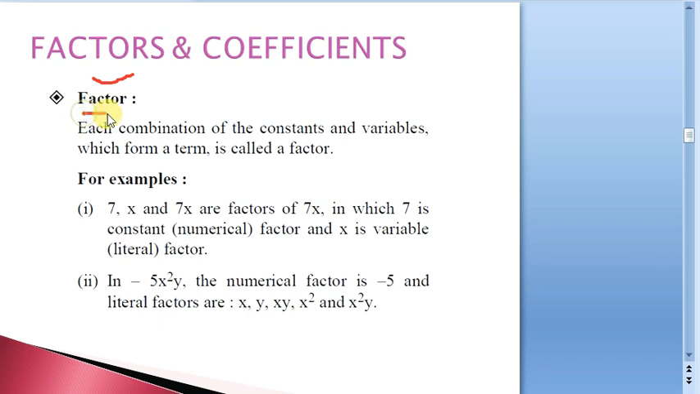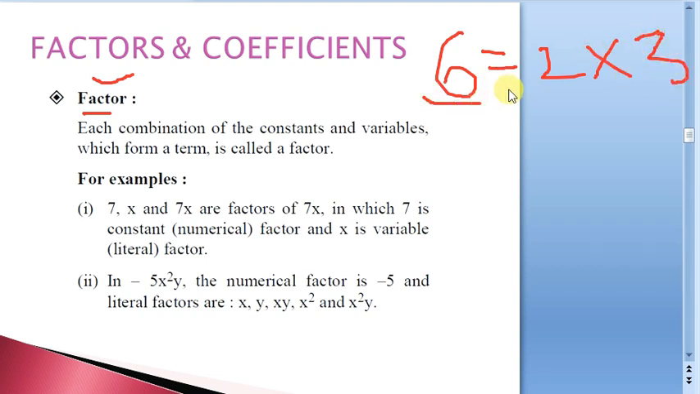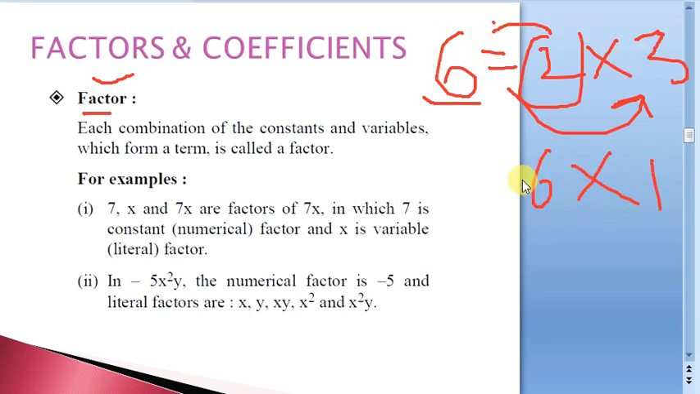See here, factor means, suppose I have 6, how can I write it as 2 into 3? So this form of representation of a number as a product of factors, that means a factor completely divides the given number. This 2 will divide it and this 3 also will divide it. I can write it as 6 into 1 also. 6 will divide and 1 will divide this 6 completely without any remainder. That is why these are the factors of this particular 6.